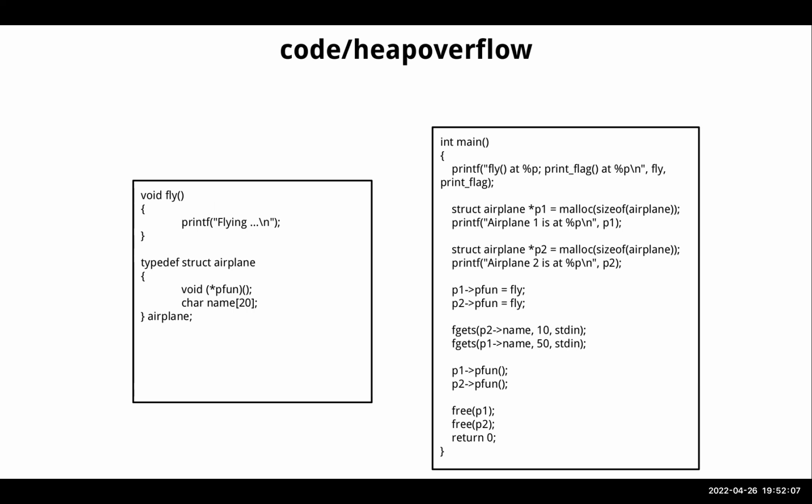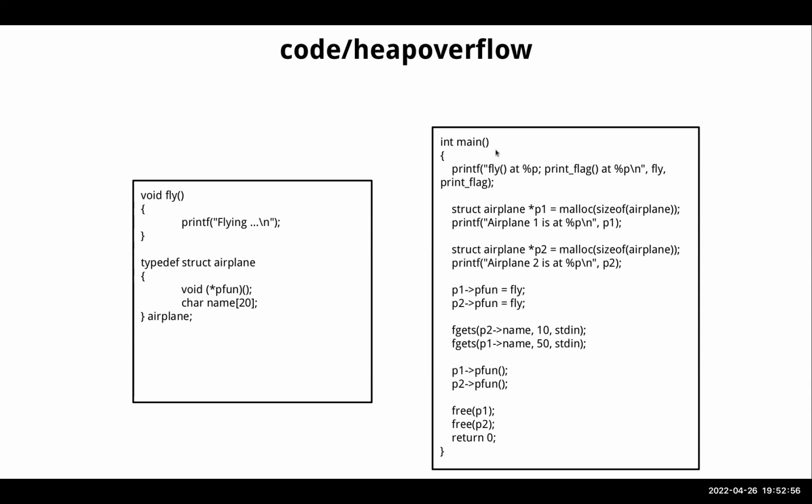This one is a very simple heap overflow example. We define a function here called fly. This function basically just prints out flying. Then there is a structure. What I have here is still C code, not C++ code, but C++ code will be similar. At the beginning, we have a function pointer in the structure. If this is a 32-bit program, the function pointer itself is 4 bytes. Then we have 20 bytes of character arrays. We call it the name of the airplane. So this is a structure, name of airplane. It has a function, and it has a name.